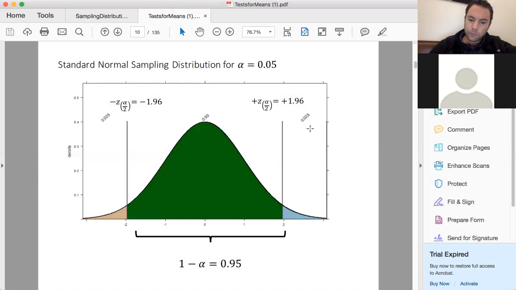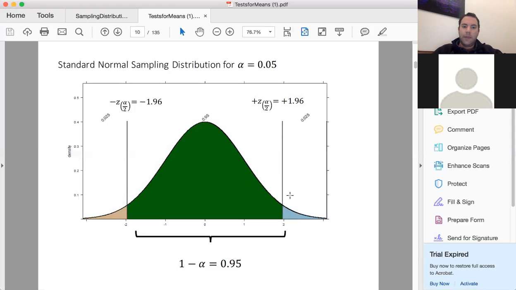So as you can see, on the right-handed side, this is 2.5%. So half of that alpha is on the right-hand side. And on the left-hand side, you have the other 2.5%, which is shaded here in brown. So together, if you add the two, that will give you your 5% alpha value. And then if you take the inverse, that's everything here shaded in green, this is representative of that 95% confidence level.